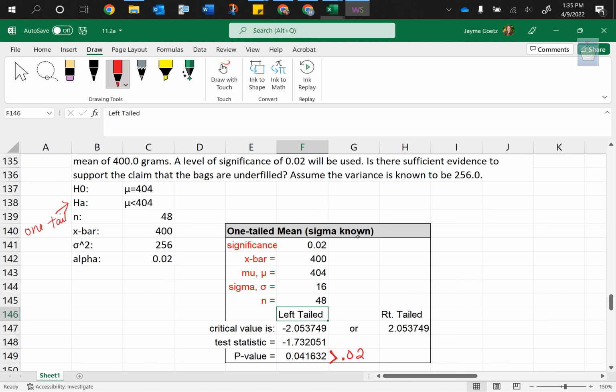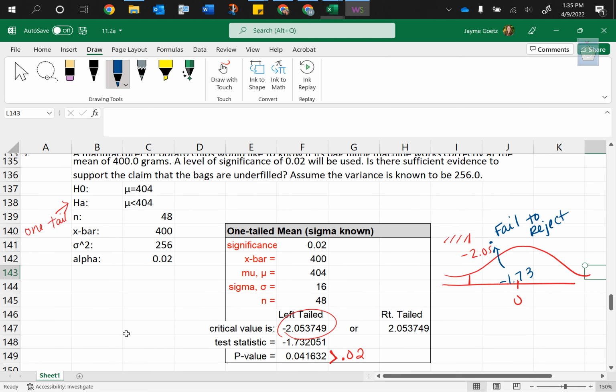Let's see if that checks out with my critical value method. So I have this guy right here. It's a one-tailed test, and it's going to be less than, so it's left-tailed. So that means I'm going to use this guy right here, negative 2.05. And then my test statistic is negative 1.73, so right there. Negative 1.73, and that is in the fail to reject region. So we were right. When p is high, the null must fly. We fail to reject it.